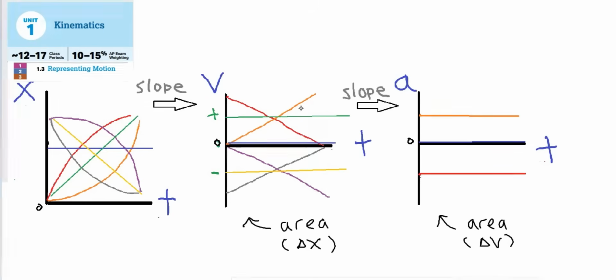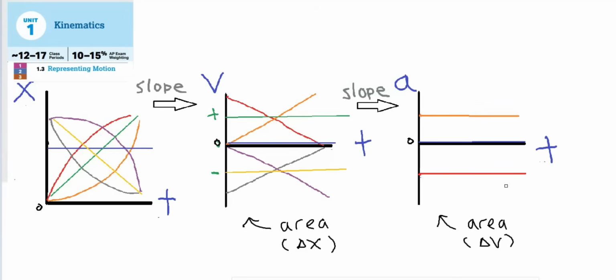So the orange and the purple, which correspond to the orange and purple in the previous graph, are both speeding up, moving away from 0 in the positive direction, and then this one is in the negative direction. For our accelerations, we only have uniform acceleration, so we either have things not speeding up or slowing down, which is right on 0, or they have a positive acceleration or a negative acceleration. Remember, that could mean speeding up or slowing down, depending on which direction you're going.